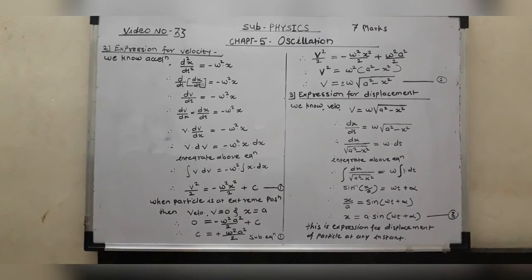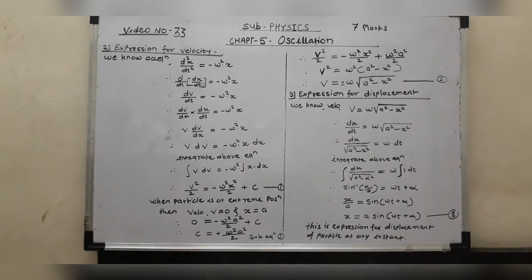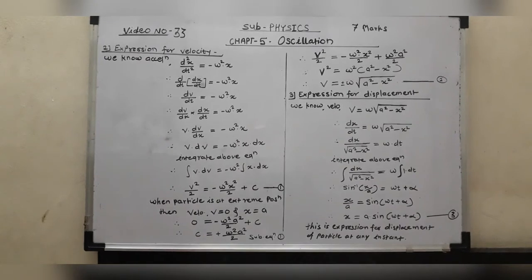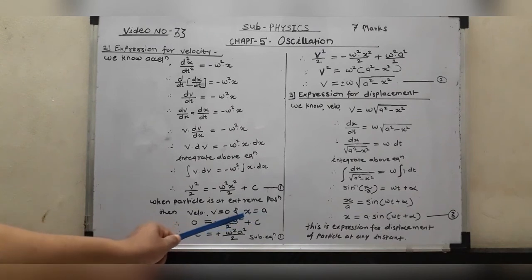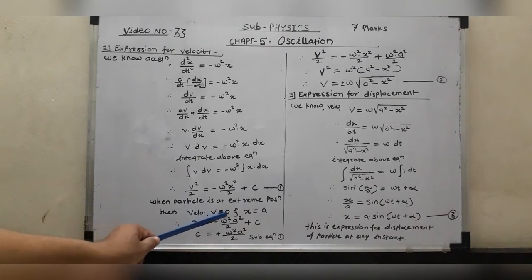To find the value of the integration constant c, we consider the particle at its extreme position. When the particle is at its extreme position, its velocity v is equal to 0, because as it moves in the downward direction its velocity goes on decreasing, and finally at the extreme position the velocity is equal to 0. This is the maximum displacement, which is nothing but the amplitude.